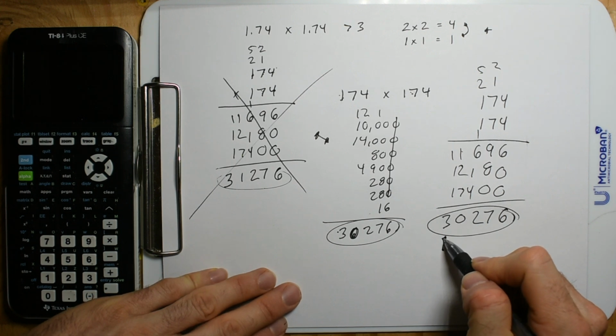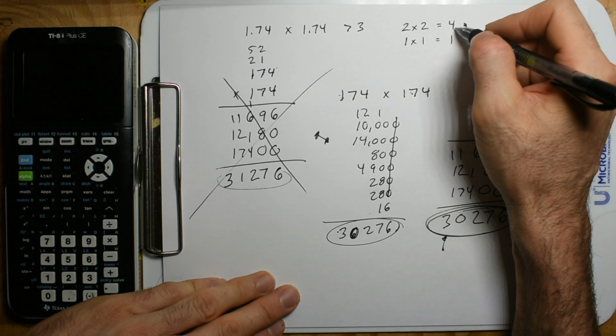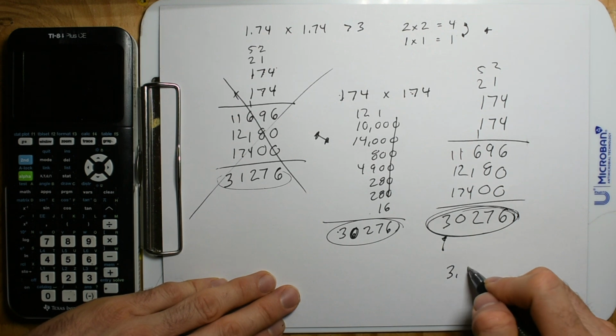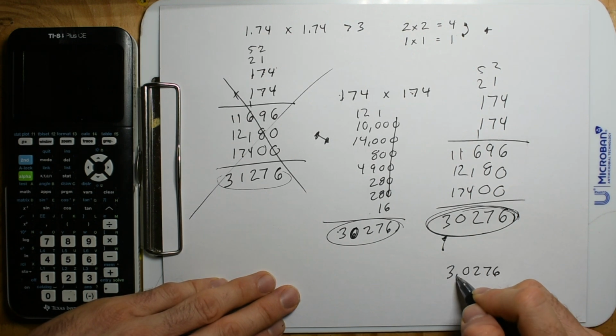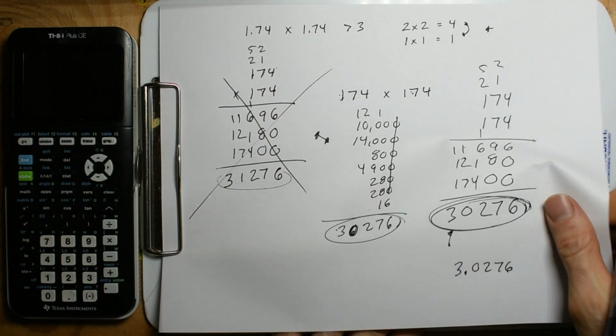And our number is greater than 3 because we get this big monstrosity, but it's got to be a number between 0 and 1. So it's 3.0276. That's also a good pro tip. All right, hell yeah. So we'll do the other one.